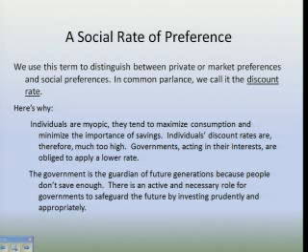Here's why. You and I, individuals, we're myopic. We're very narrowly focused. We tend to maximize consumption in the present and minimize the importance of savings. And if you've looked at America over the last dozen years or so, except for just recent months during this recession, our personal savings rates went down sharply, and our consumption rates went up sharply. Well, individuals' discount rates, therefore, are much too high.